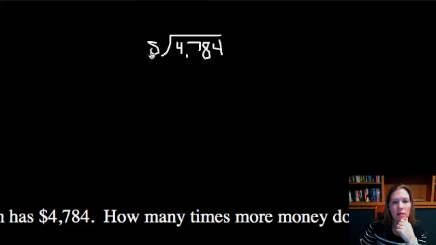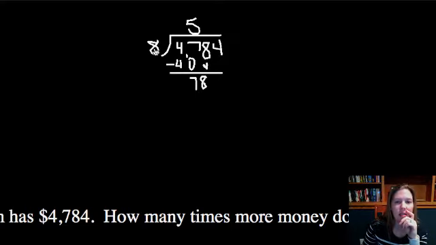divided by 8. So 8 goes into 4, no times, so I need to go to the next one. 8 goes into 47, 5 times. 8 times 5 is 40. And then I subtract. Bring down my next one. 8 goes into 78. How many times? Well, 8 times 9 is 72. 8 times 10 would get me to 80, and that's too much.